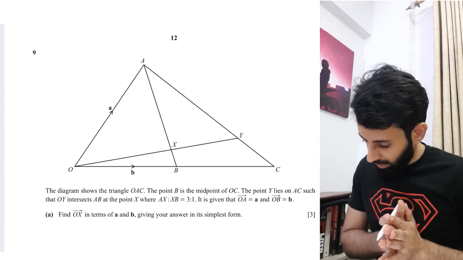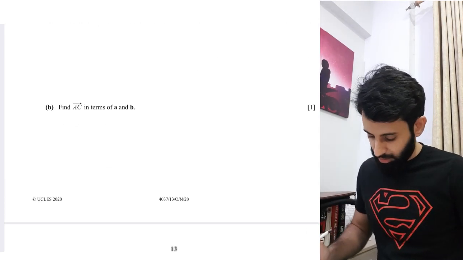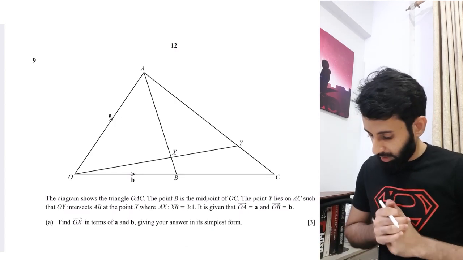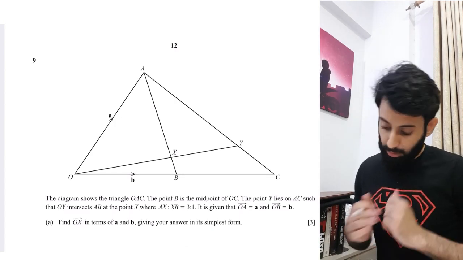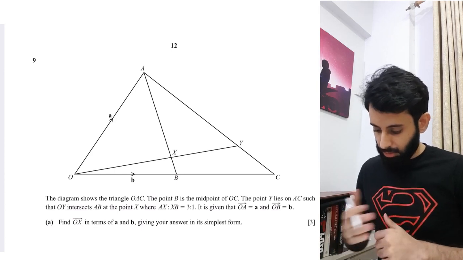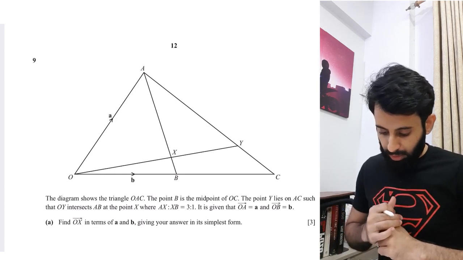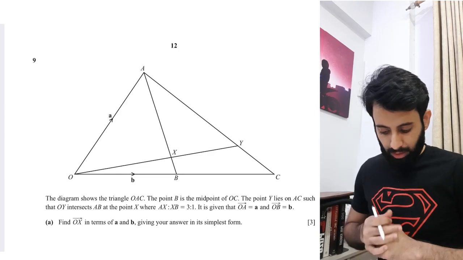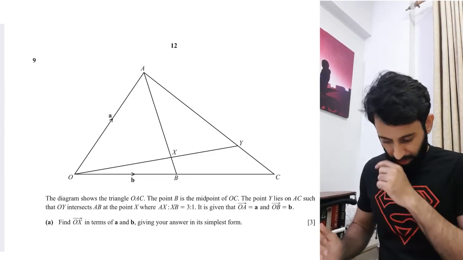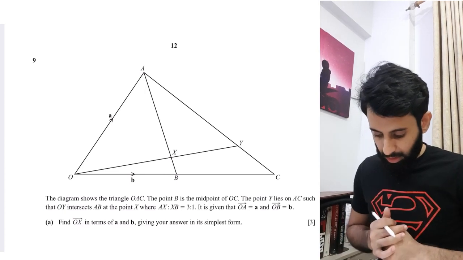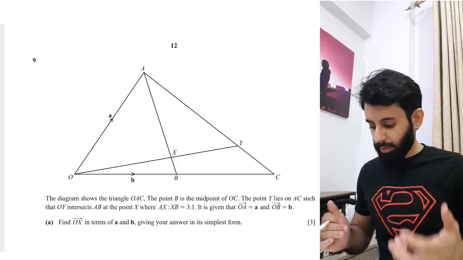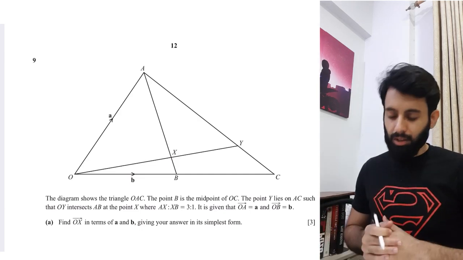So in part A, in fact, let's read the question. This question, I should mention, is from October November 2020, paper 1, variant 3. In part A, it says find OX in terms of A and B. It says the diagram shows the triangle OAC, so keep looking at the figure also. The point B is the midpoint of OC. The point Y lies on AC such that OY intersects AB at the point X, where AX and XB are in the ratio 3:1. It is given that OA is equal to A and OB is equal to B. Find OX in terms of A and B, giving your answer in its simplest form.